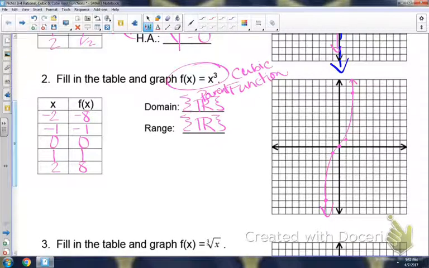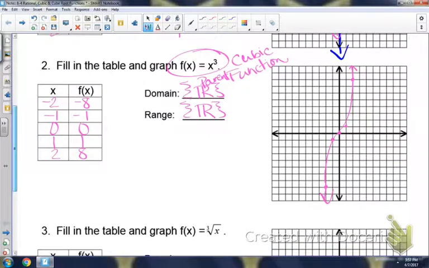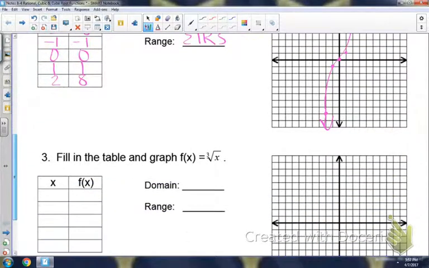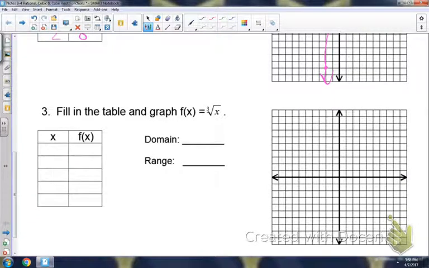Okay, so let's look at 3. Notice on this one we have f of x equals cube root of x. So this is the cube root parent function.